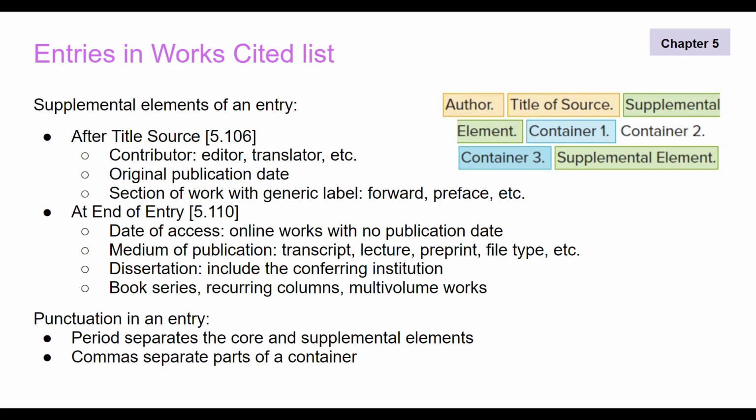The date of access is probably the supplemental element that you'll use the most, just because of how often you're citing online sources at this point.